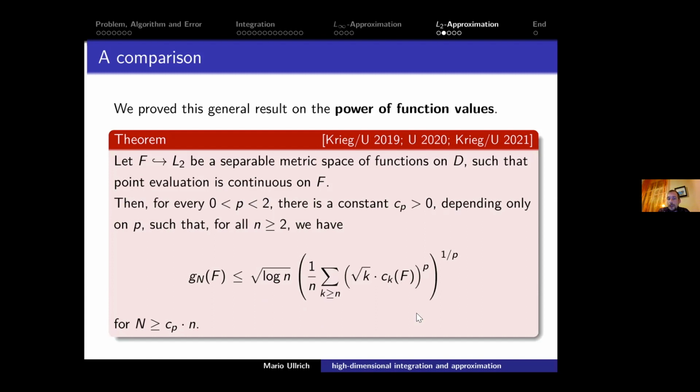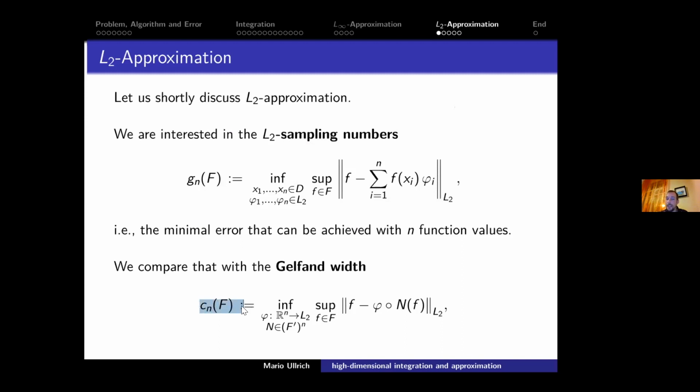Okay, and if now we want to deal with these quantities, in the general setting, we have the Gelfand width, which is the best we can do with arbitrary algorithms, with arbitrary information. And then we have the sampling numbers, which is the best we can do with linear algorithms based on function evaluations.